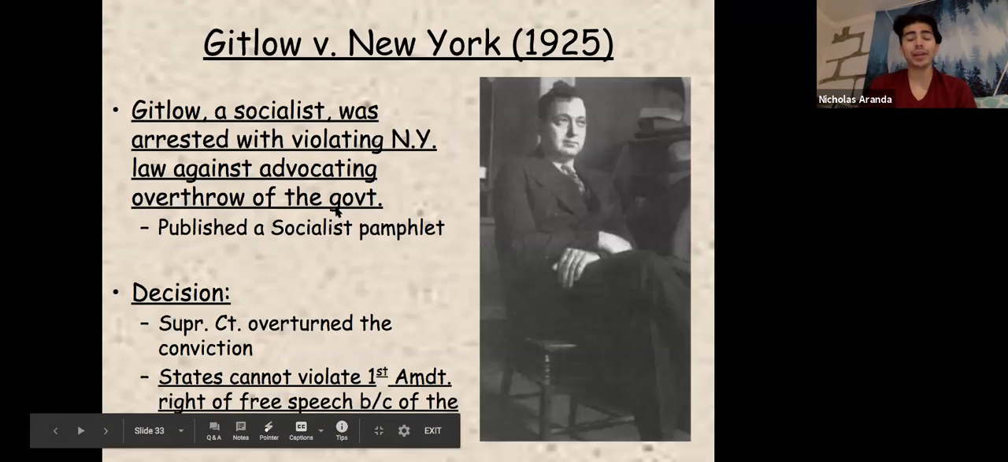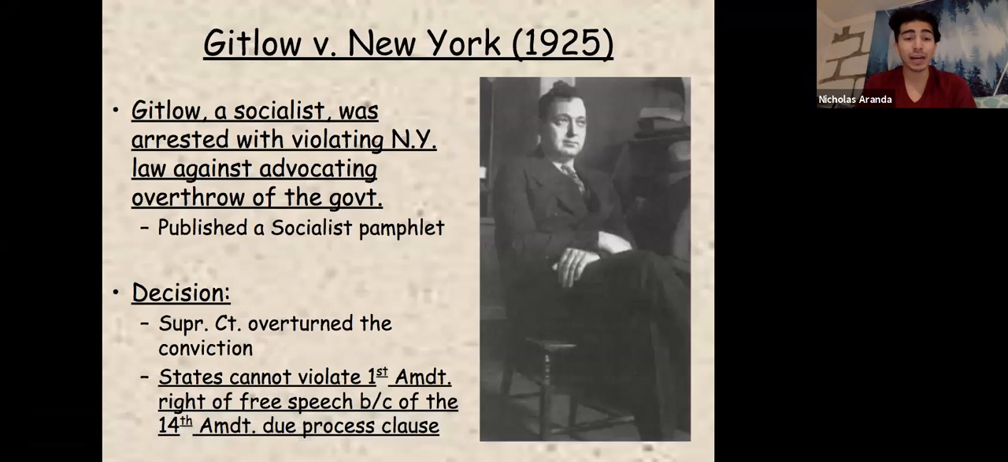Gitlow versus New York is a Supreme Court case from 1925. Gitlow was a socialist. As a socialist, he was arrested for violating New York's law against advocating for the overthrow of the government because he published a socialist pamphlet. The Supreme Court overturned his conviction.